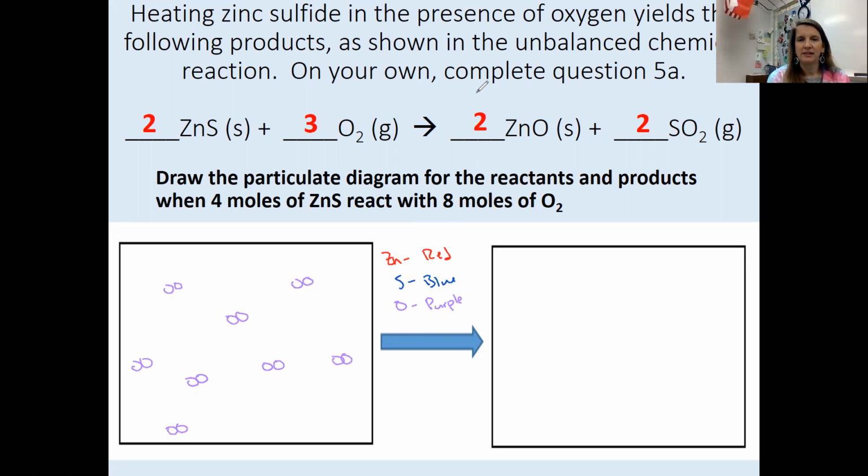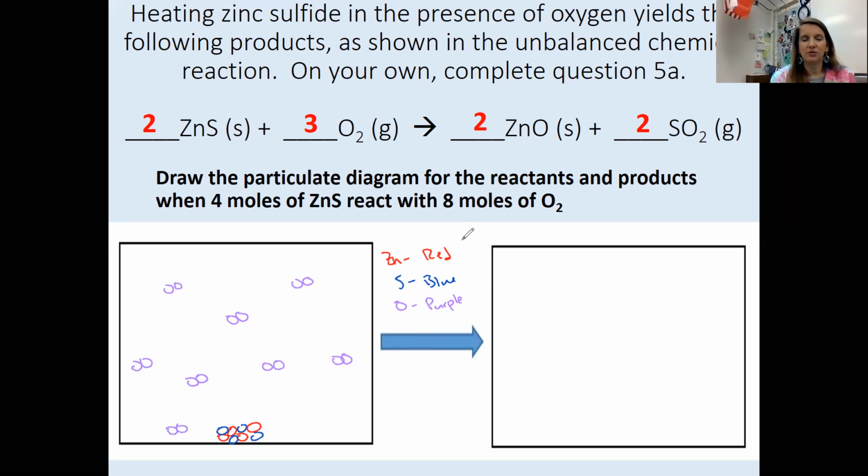I'm going to switch to my zinc sulfide. So I've got 4 moles of zinc sulfide. I just did all of my reds first. I'm going to come back and do my blues. I'm making this tightly packed together down here at the bottom because it's a solid. All right. Over here, we want to see how much we can make, how many products we can make if those are our reactants. Okay.